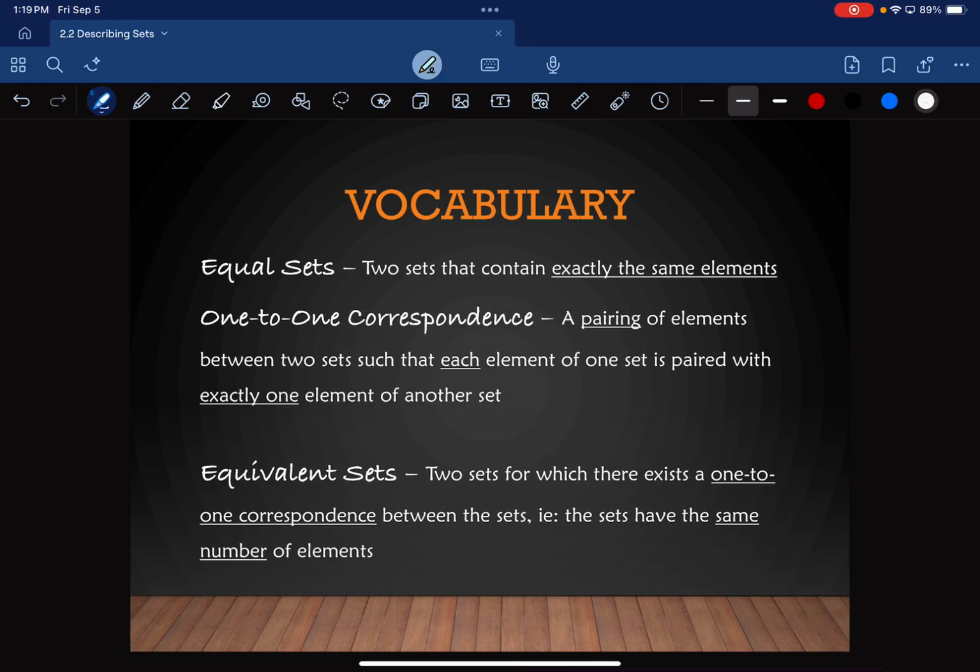All right, equal sets. Equal sets are 2 sets that contain exactly the same elements. That seems like a very straightforward definition. But the reason that we have it is because we also have this one at the bottom that's called equivalent sets. And equivalent and equal sound an awful lot alike, and they don't mean the same thing, okay? So equal means we're talking about the same sets.